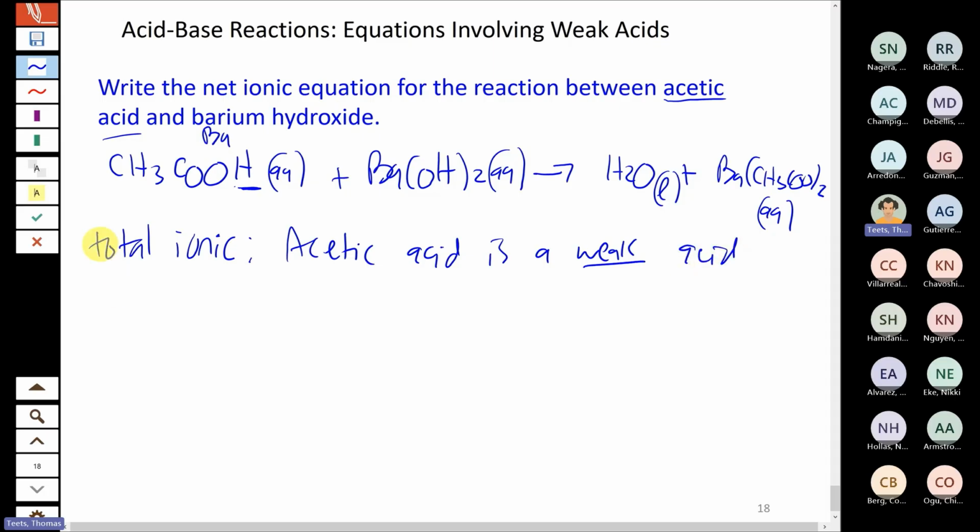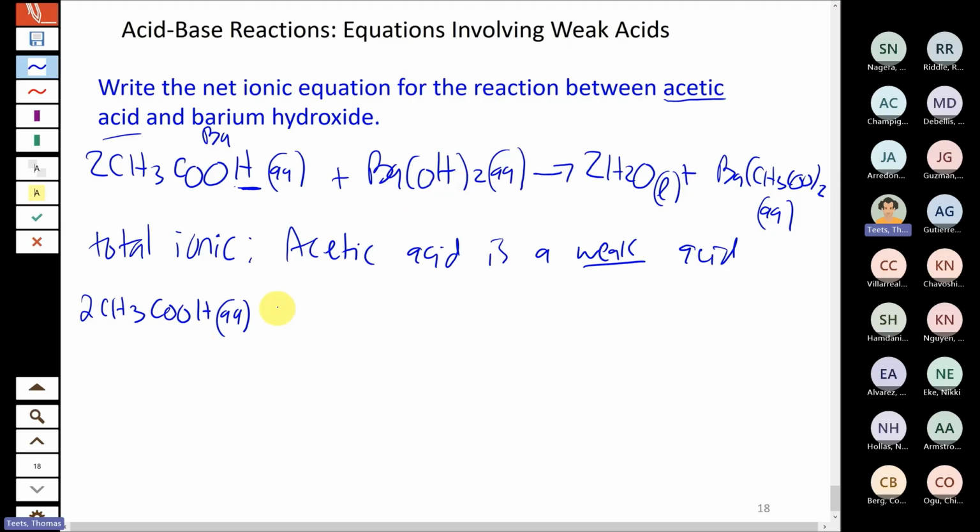So we need a coefficient of 2 to balance that there, and a coefficient of 2 there as well. Forgot to balance that. So 2 H plus and 2 OH minuses make 2 waters. But now when we write out the total ionic equation, for acetic acid, we don't want to separate it into ions because it's a weak acid. There will be a little bit of dissociation into H plus and acetate, but most of the molecules are going to stay as CH3COOH. Whenever you have a weak acid, that's going to be the case. So don't separate out anything that's a weak acid or a weak base.